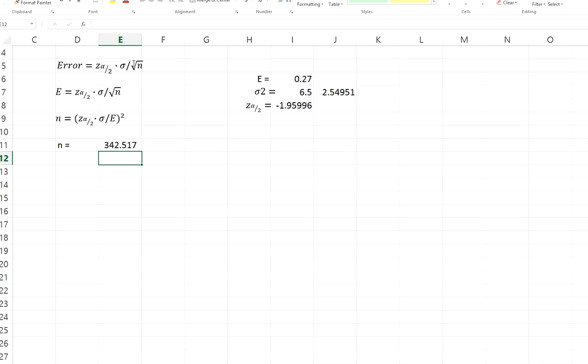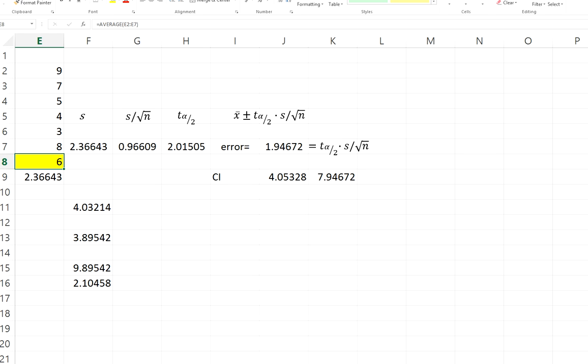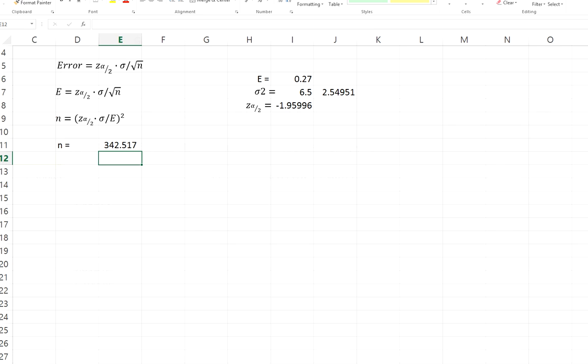So this is called error. If you look at the confidence interval, this part is the error, okay? So error is given to you. I just rewrote it, and then by algebraic operation you can say n is equal to this. This is the formula. The main thing you need to pay attention to here is that you need to use sigma, not sigma squared. So I computed sigma by taking the square root of this. So this is here. And then I just use this formula.